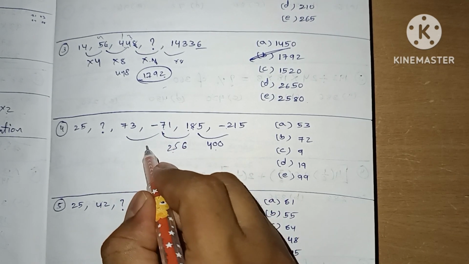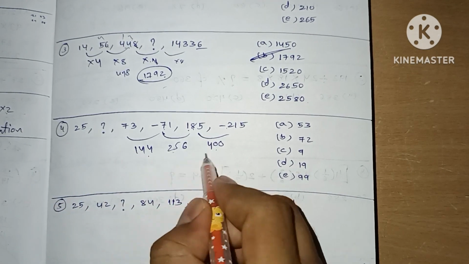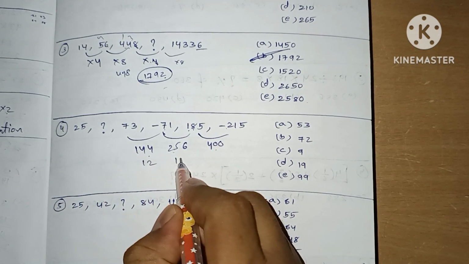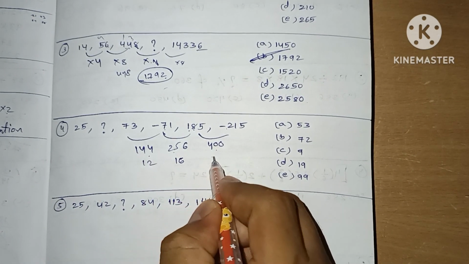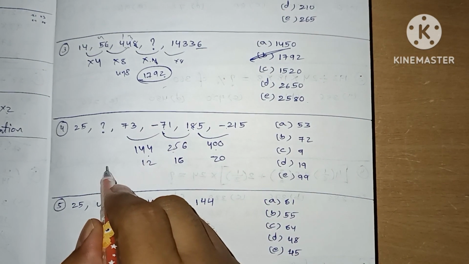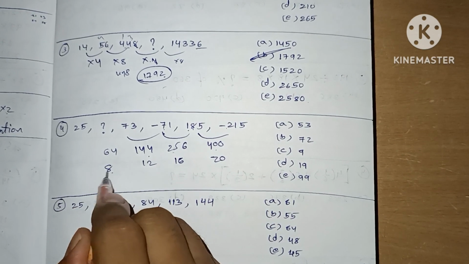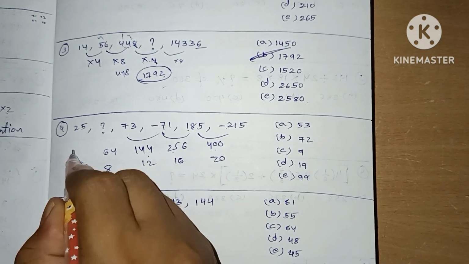Here the difference is 4 and 14, 144. This is also square number. This is 12 square. This is 16 square. This is 20 square. So gap of 4 in between them. So the next one must be 8 square, which is 64. Another 4 gap means 4 square, 16.